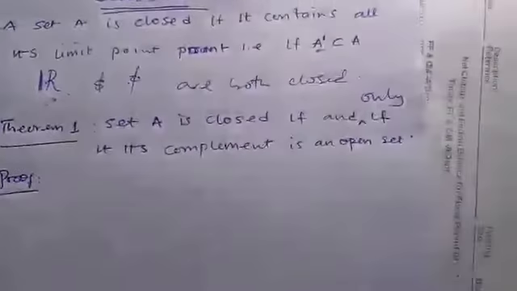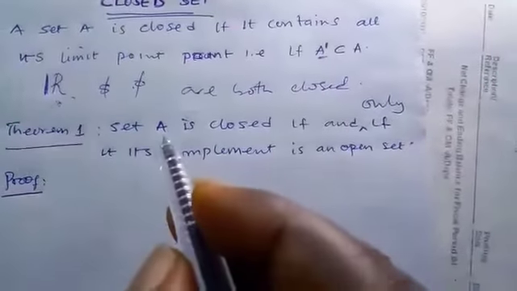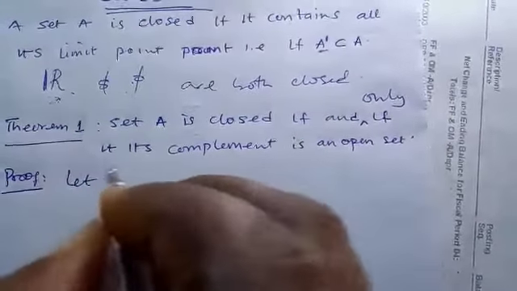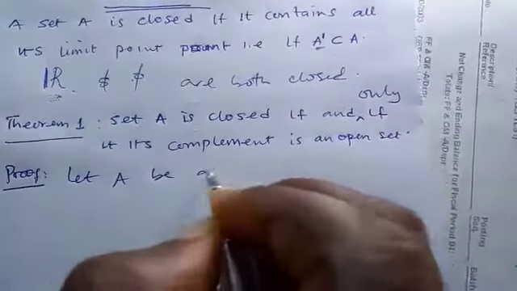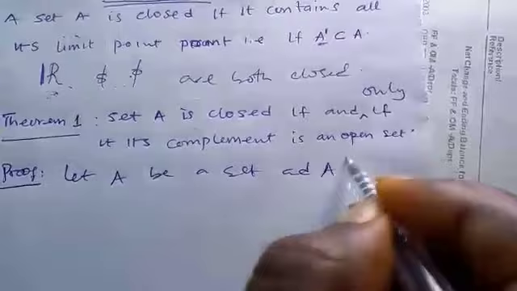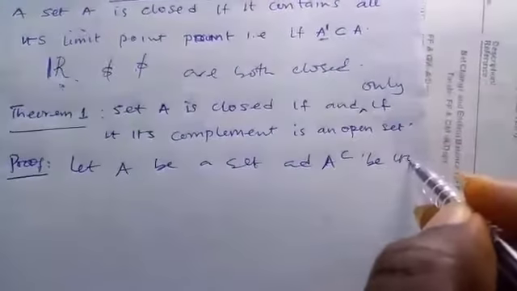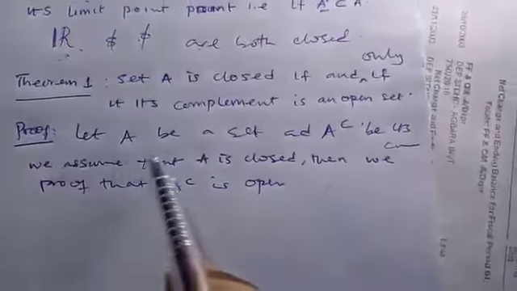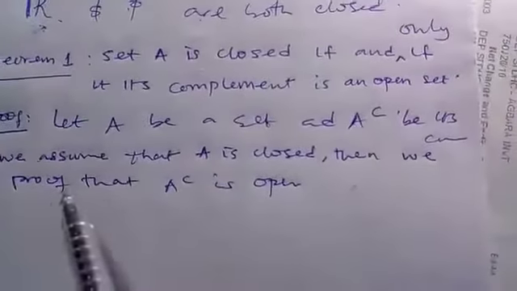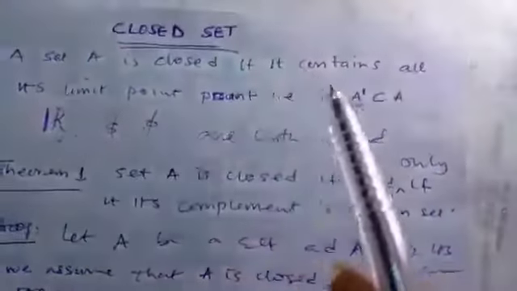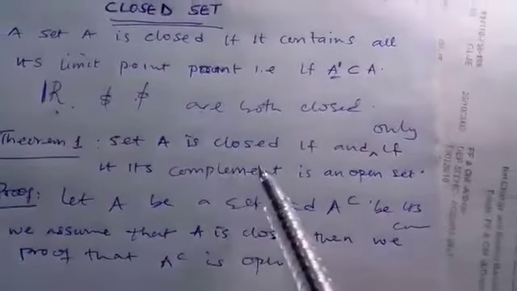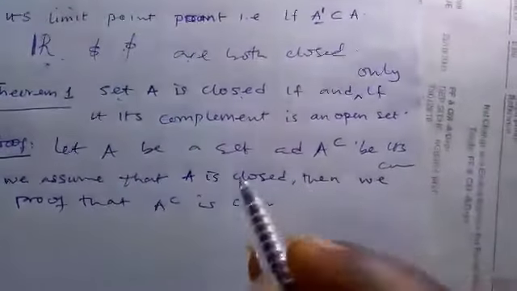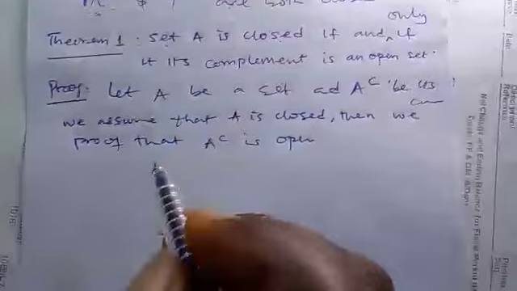So let's prove the theorem. The first thing to do is to show that if A is closed, then A complement is open. Let A be a set and A complement be its complement. We assume that A is closed, and we need to prove that A complement is open. Because of the if and only if, we are going to prove it in two ways.